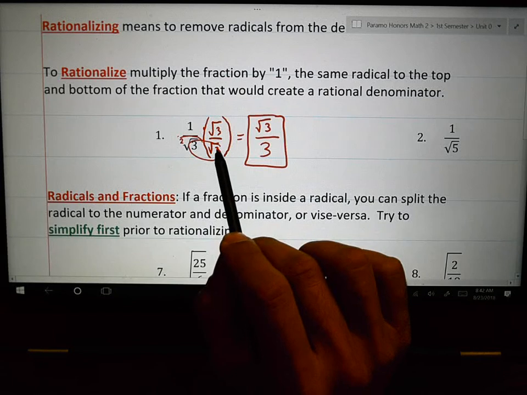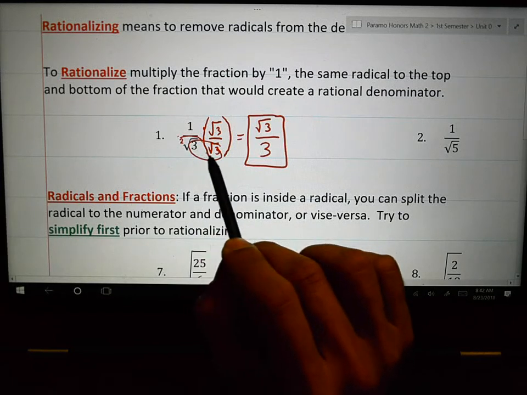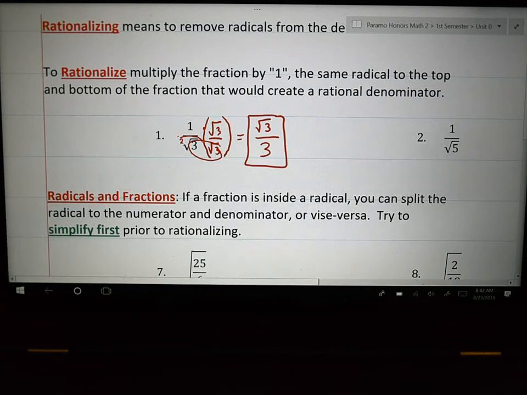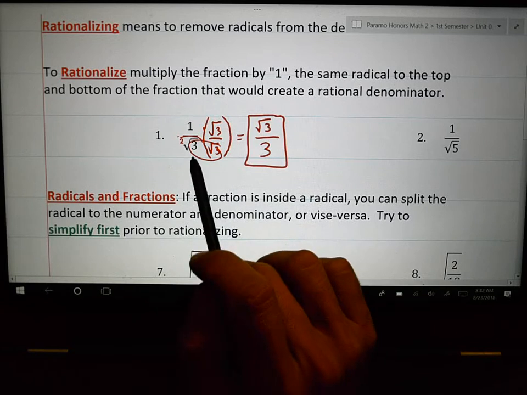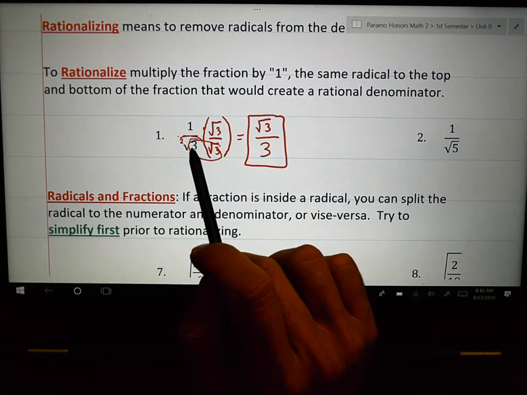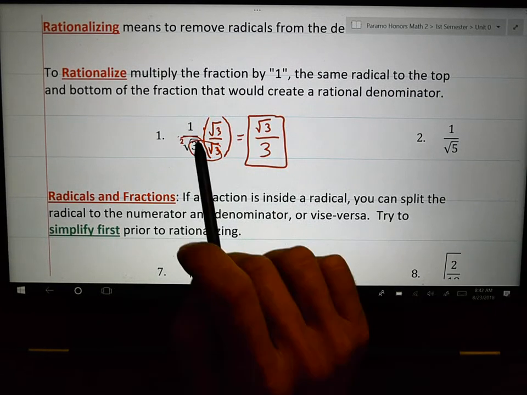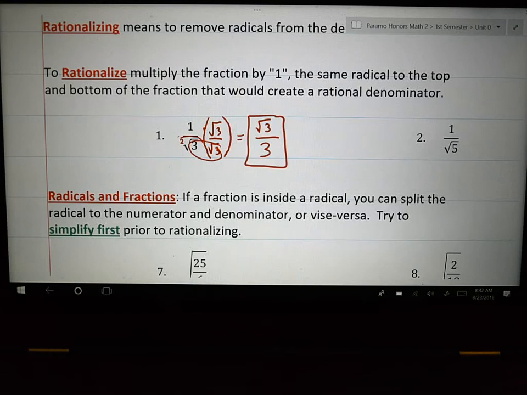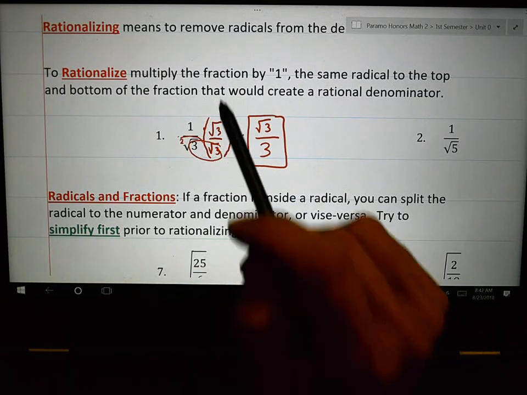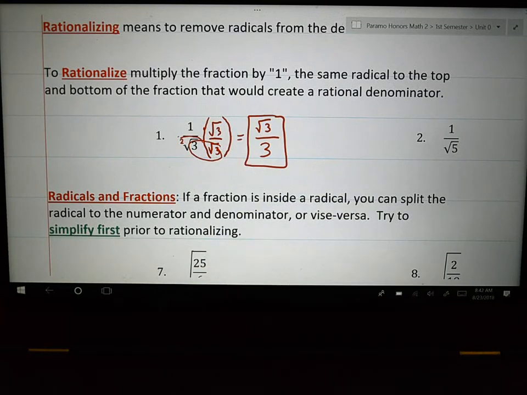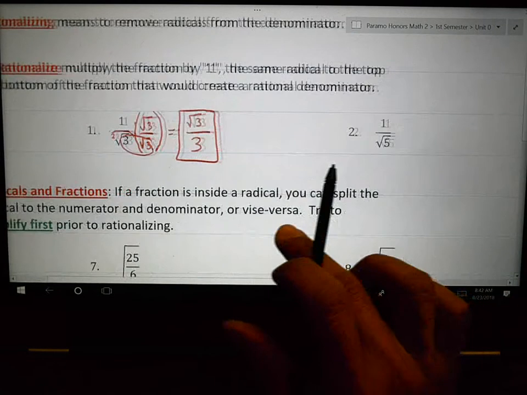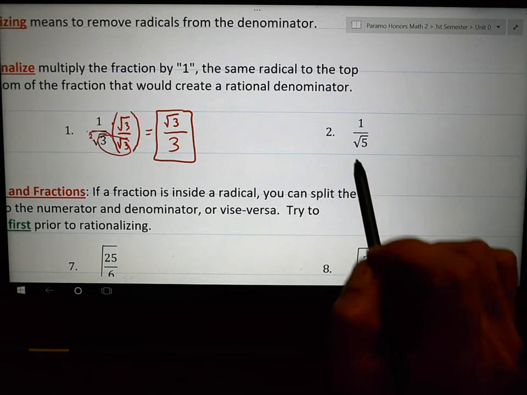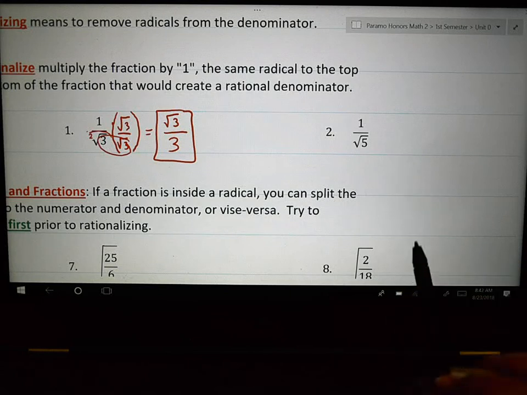How did I know I was going to multiply by a root 3? Because that's what I needed to get a pair of 3's to pop out of the denominator. If it was 1 over root 4, I'd multiply by root 4 over root 4. If it was 1 over root 7, I'd multiply by root 7 over root 7. I'm hoping you see what to do. If you see what to do, I want you to try number 2, see what you get, and then I want you to compare your answer with the person you're sitting next to.